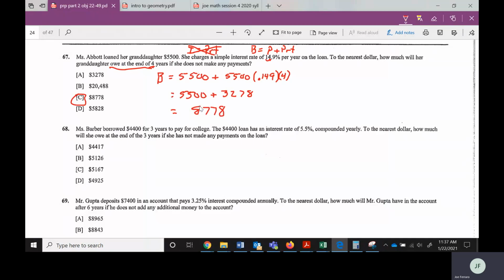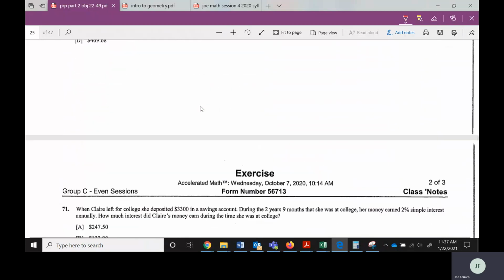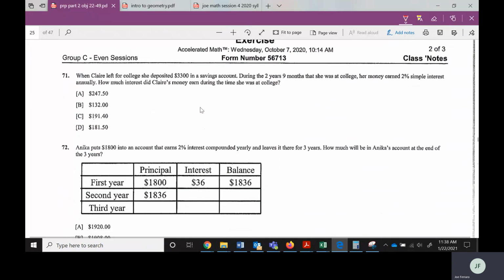We're going to go to number 71 next. We'll come back and do the compound interest ones. So let's do another one of these. There's going to be a couple things different with this one. So when she left for college, she deposited $3,300 in a savings account. During the 2 years, 9 months that she was at college, her money earned 2% simple interest annually. How much interest did Claire's money earn during the time she was at college?